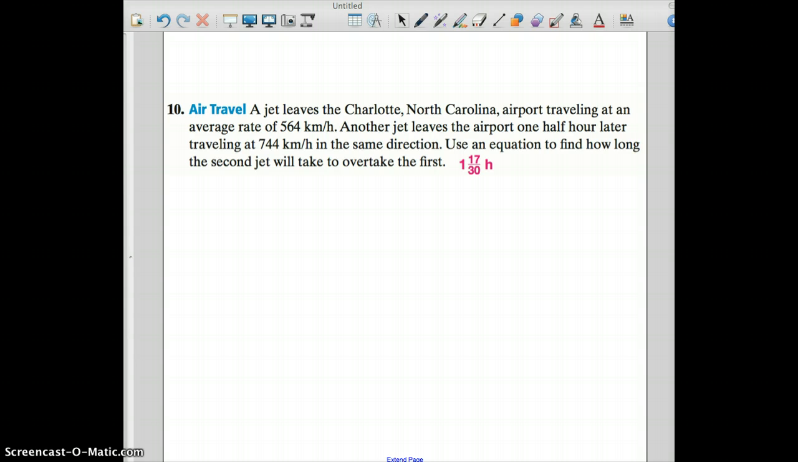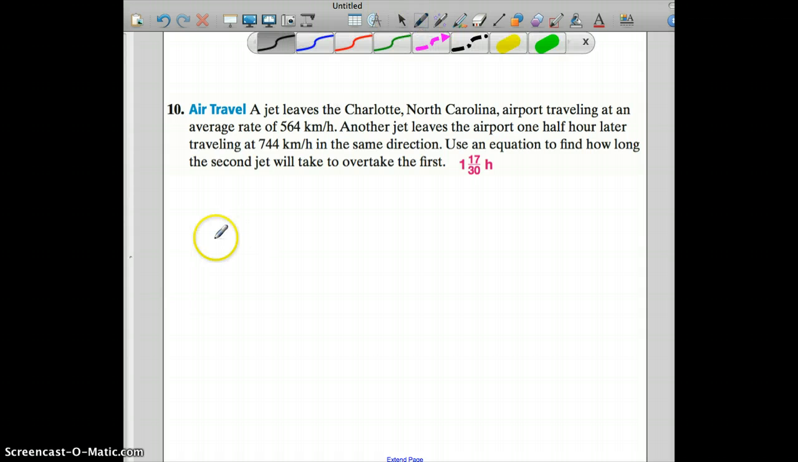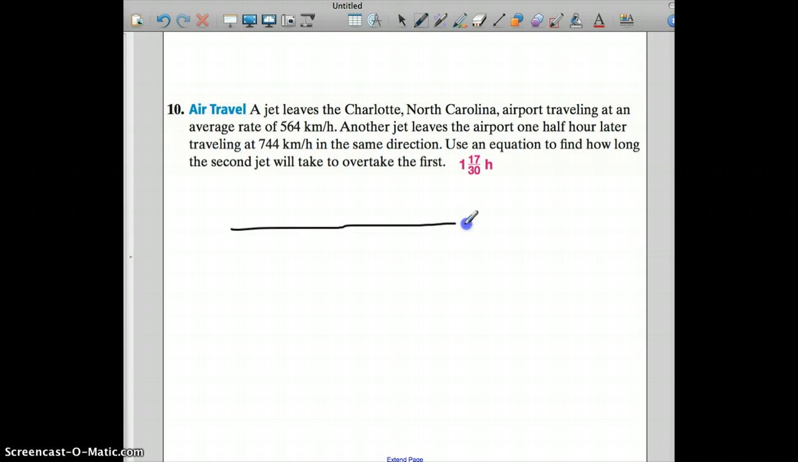Let's take this question 10 about air travel. We have a jet leaving North Carolina and traveling at a rate of 564 kilometers per hour. Another jet is leaving a half an hour later. Now, with this one, a few things you want to watch out for. Both jets are traveling in the same direction.